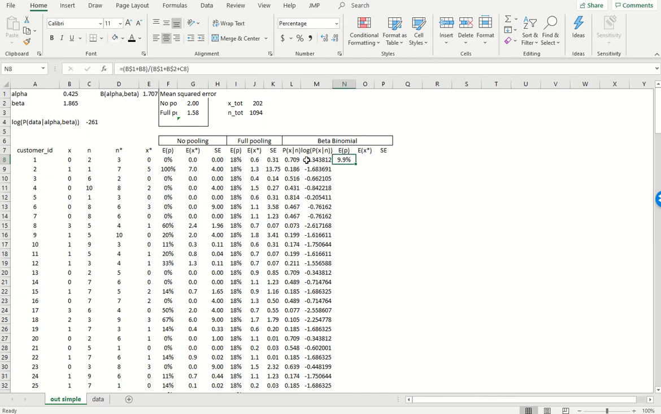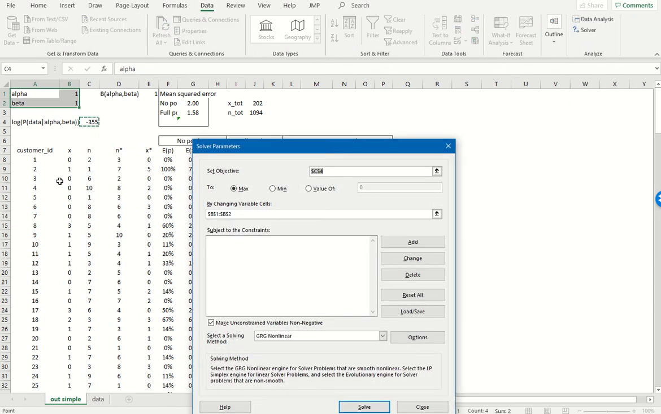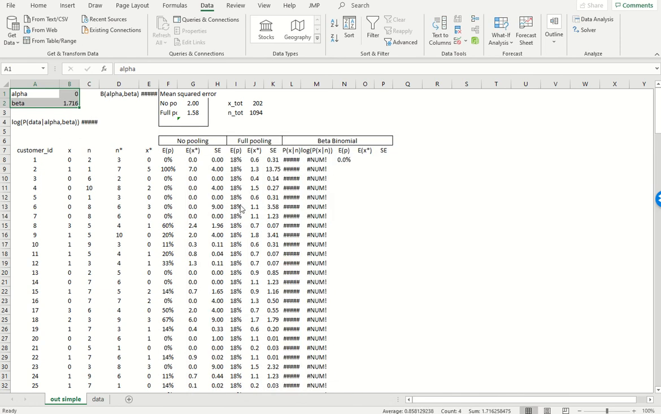So right now, I'm going to estimate the parameters of the beta binomial model. So you start with some values, just say 1. And what I'm going to do is go to solver, and I want to maximize the log likelihood of the data by changing alpha and beta. Because I'm making unconstrained variables non-negative, that'll enforce that alpha and beta are both positive. Solve.